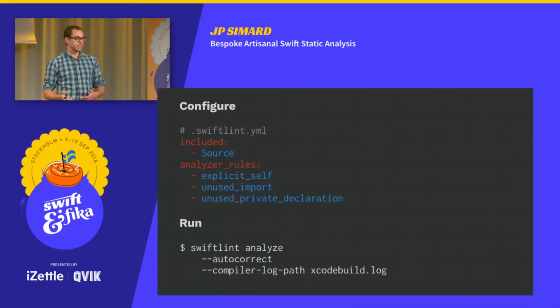So to give you a sense of how you would use this, because this is built into SwiftLint, you just declare what analyzer rules you want in your SwiftLint configuration, and then you run SwiftLint analyze, and you pass either the autocorrect flag if you want it to act on the things that it finds, and you pass the log path to the Xcode build log results.